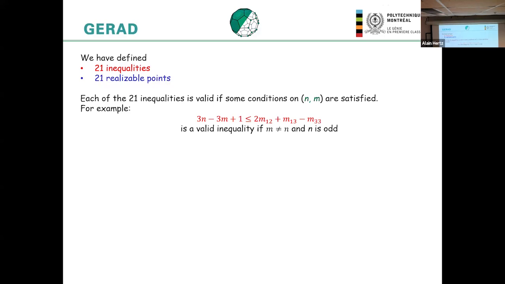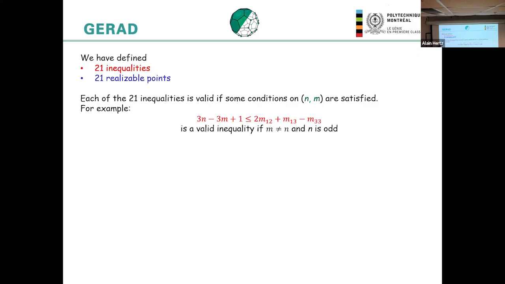For example, one of these 21 inequalities is 2 times M12 plus 1 times M13 minus M33 should be at least equal to 3 times N minus 3 times M plus 1. This is one inequality. It's not always valid. It's valid under some conditions that depend only on N and M. So for example, this one is valid if your graph is not unicyclic, the number of edges is not equal to the number of vertices, and if your number of vertices is odd. Otherwise, it's not a valid inequality.